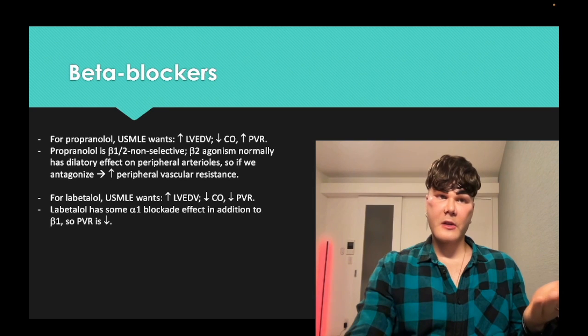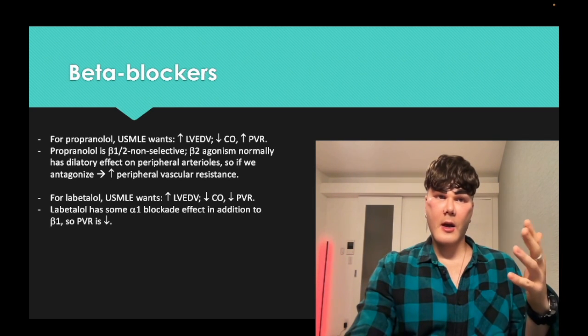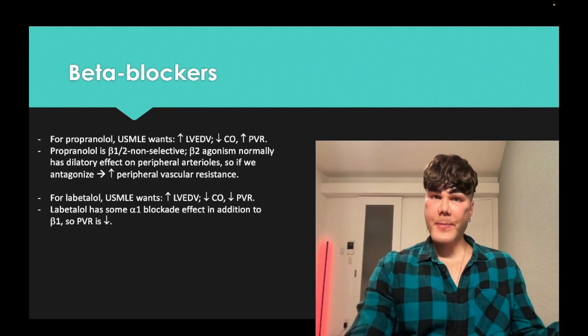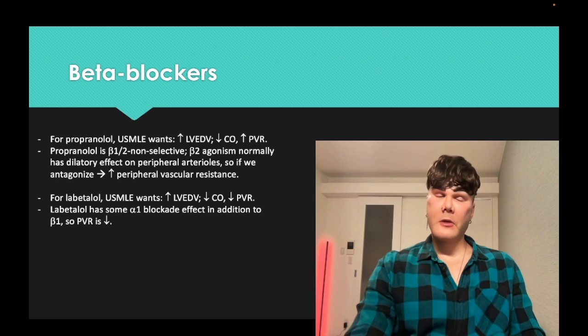Now, for some of you who are weak on Pharm, I have Pharm modules on all this stuff, and I've made clips on it, but you need to know alpha 1 agonism normally constricts peripheral arterioles, increases resistance, increases blood pressure. So if you antagonize alpha 1, you're decreasing peripheral vasoconstriction, you're increasing the diameter of peripheral arterioles, decreasing afterload on the left ventricle.